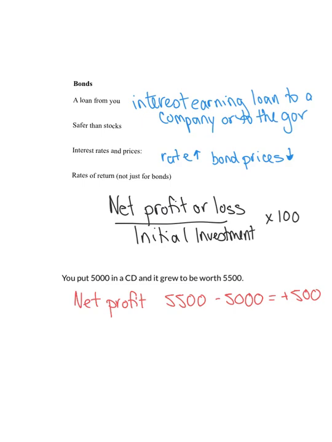And then I'm going to take that $500 and divide it by our initial investment, so by our $5,000. I'll get a decimal and I'll multiply that decimal by 100 to give me my percent return. So I'm going to get a 10% rate of return.